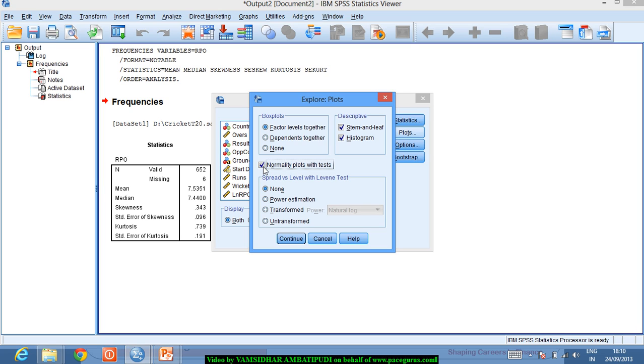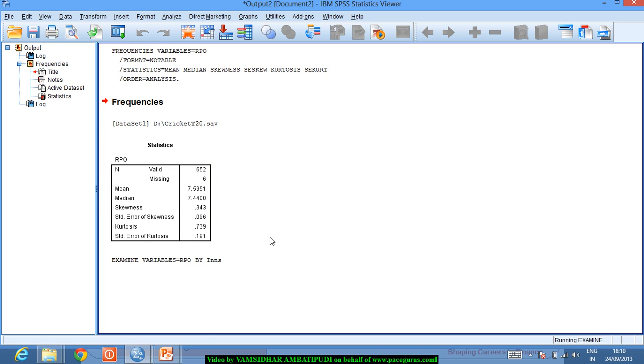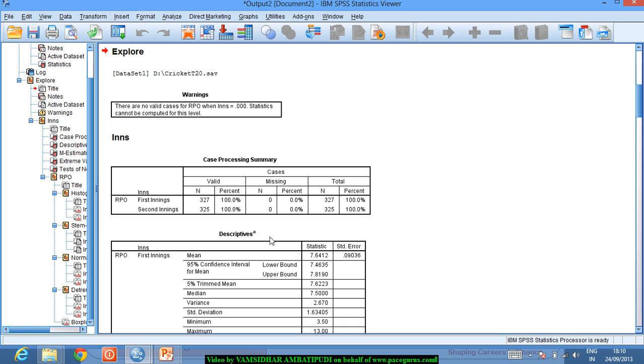So by doing all these things, once whatever the analysis comes out of this exploratory data analysis, if I am able to interpret it better, it will definitely help me to assess the normality within the subgroups of the data also. So I'll click continue, and once I run it, this is the output it is going to generate. Okay, now let's look at this output.